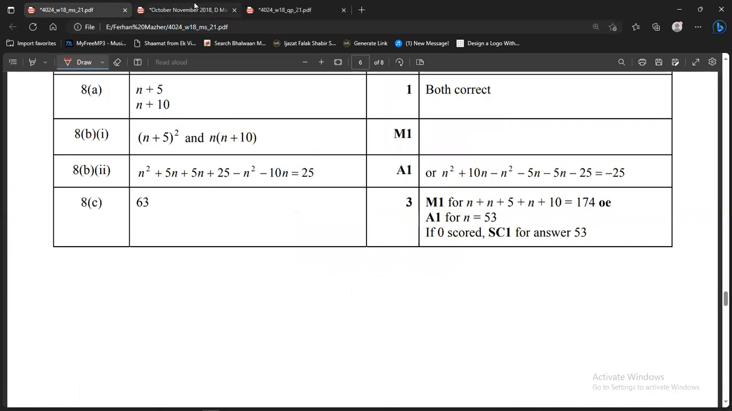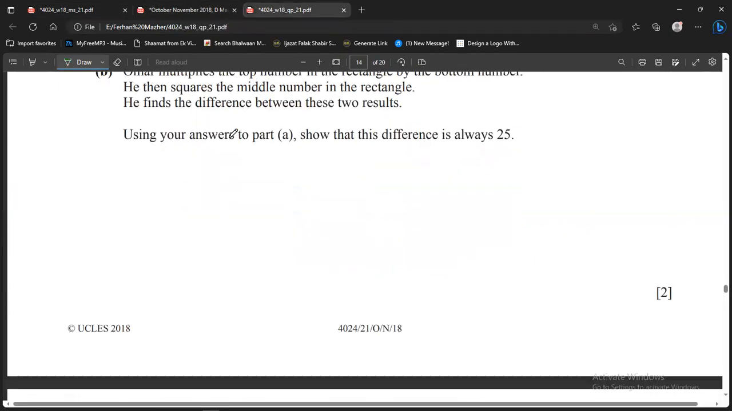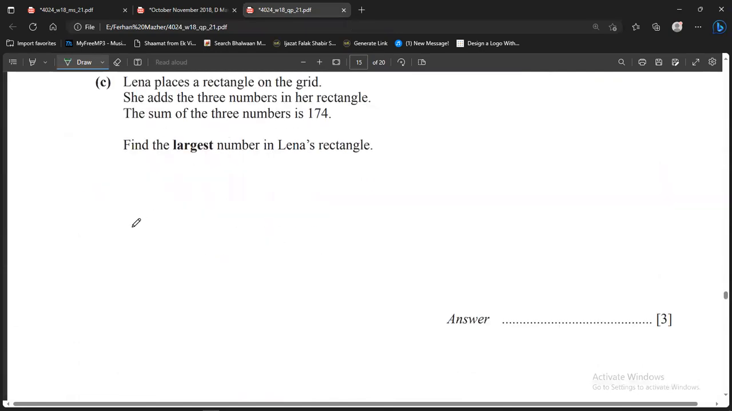So yeah, our answer is right. So we are going to the next part. Question number 8, it's C part.